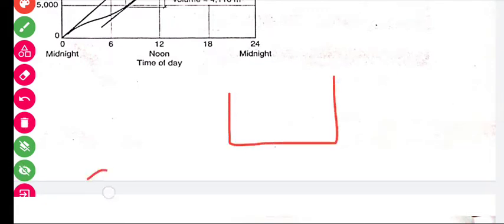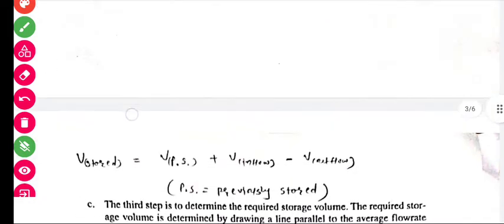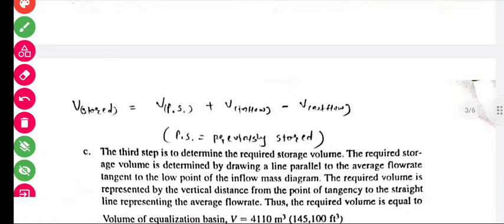So for 7 to 8, let me write down the volume stored equation. Here it is volume stored, here it is the equalization tank, for the 7 to 8 hour.